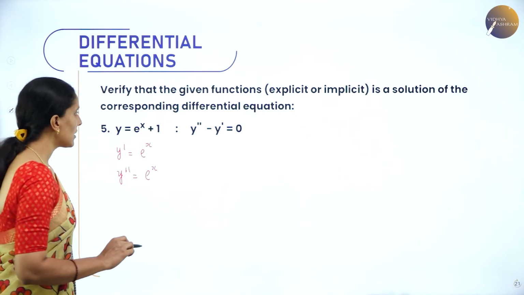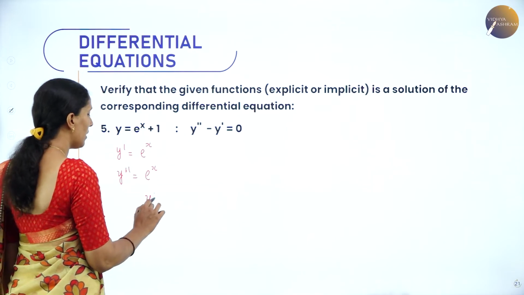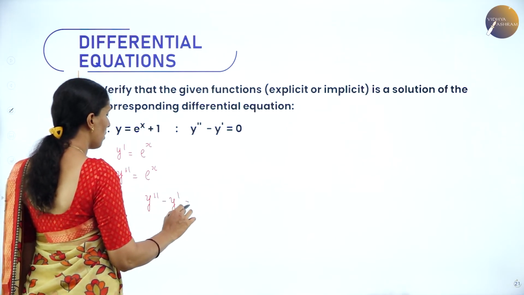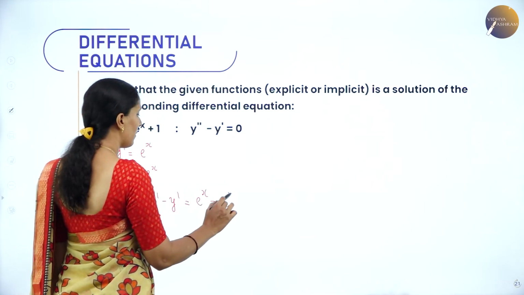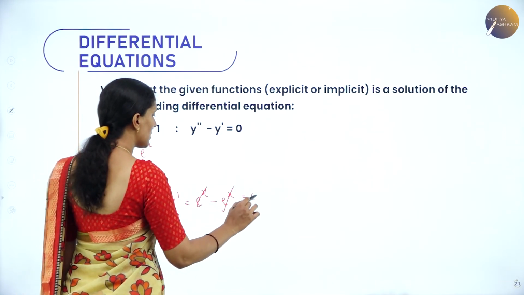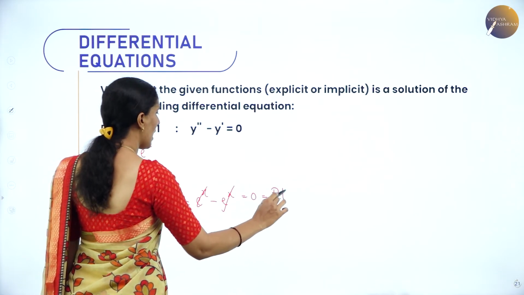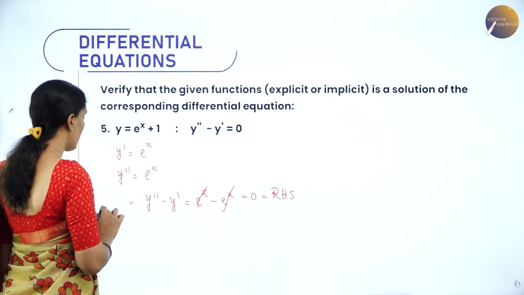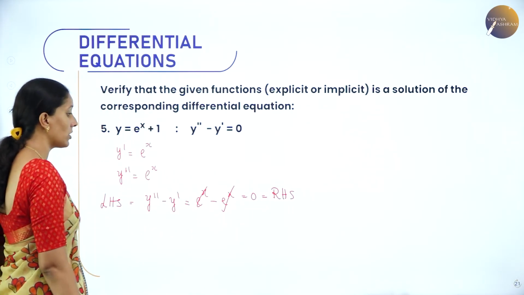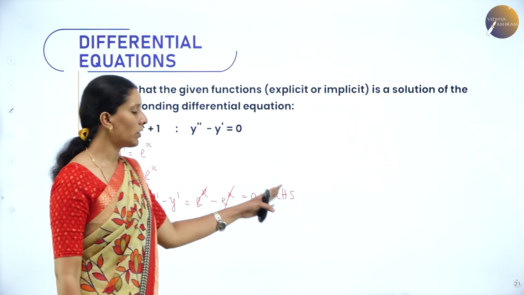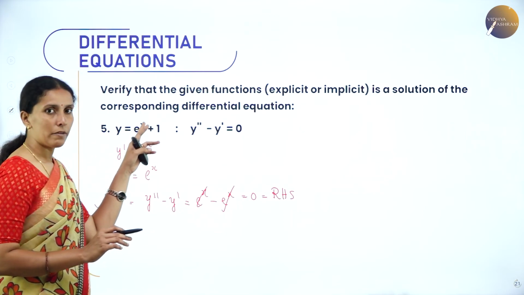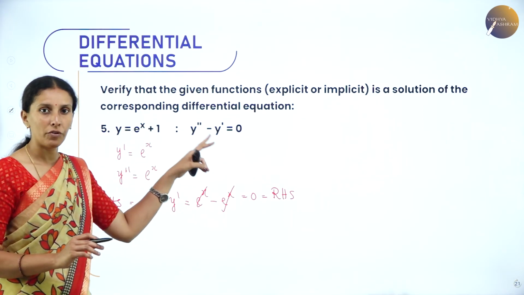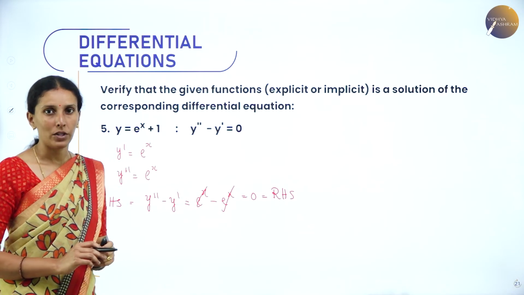And now let us consider this y double dash minus y dash. What is y double dash? E power x. What is y dash? E power x. Both get cancelled. So this is equal to 0, which is the RHS. And here we have the left hand side of the differential equation. Hence we got LHS is equal to RHS. Therefore, we conclude y is equal to e power x plus 1 is the solution for the given differential equation.